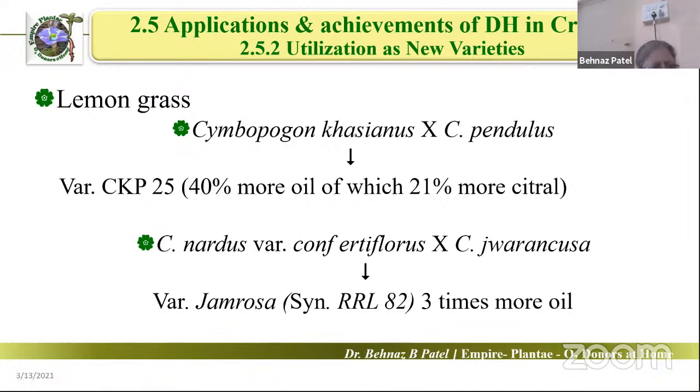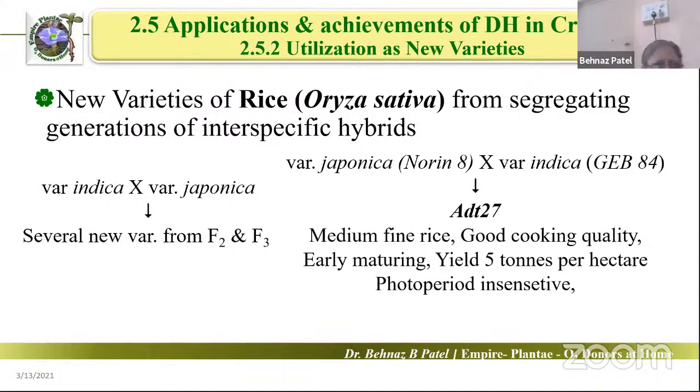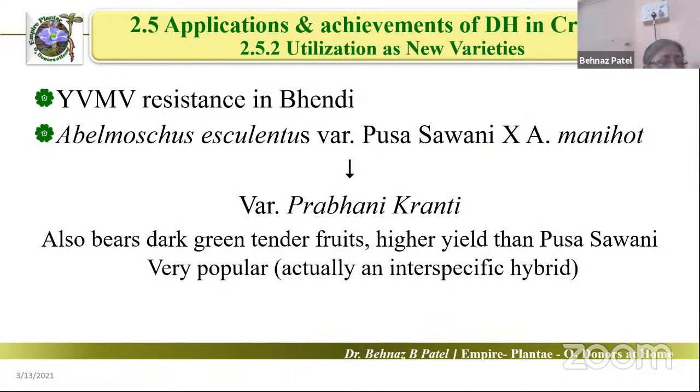You have a variety, Jamrosa, which is producing three times more oil. So one would definitely want to go in for these. Similarly, in rice also, we have obtained several such varieties. Okay. Then another thing that bothers us is, of course, disease resistance.